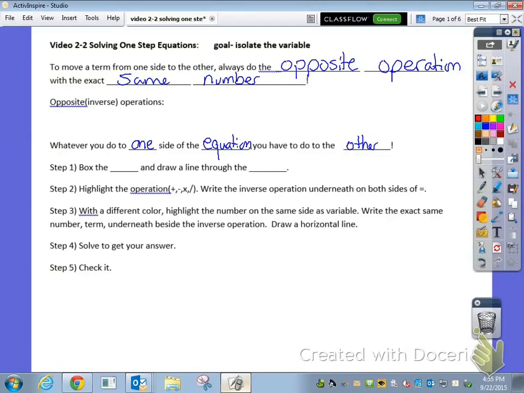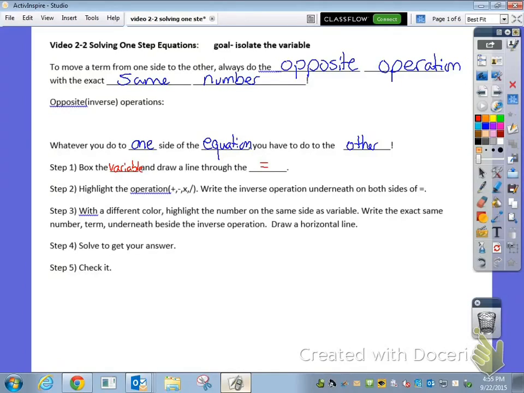Number one, always have the students box the variable, because that's who we want to isolate. We want to get the variable all by itself, so it helps to identify where the variable is. And I want you to draw a line through the equal sign. The reason I have you do that is to help you separate the left and the right side, so that you know whatever you do with the left side, you have to do to the right side, okay?